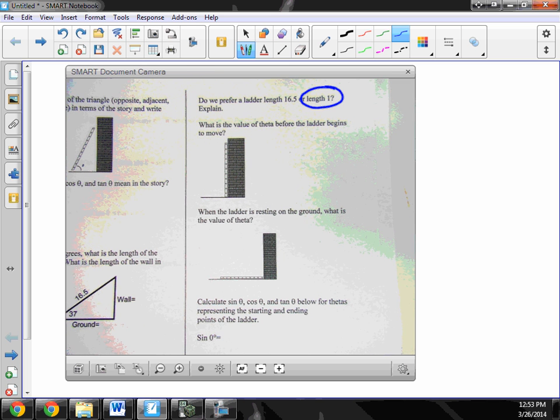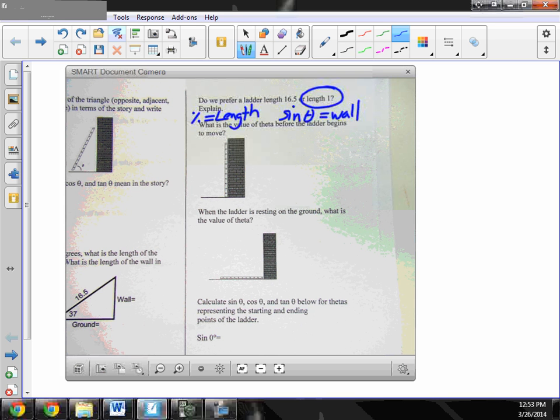We definitely like 1. There are two reasons. The percent equals the length. That's the first reason. And sine becomes easier. Sine is wall over ladder. But what if the ladder is length 1? Sine of theta equals the wall. And you're done. So you don't even have to draw the triangle. All you have to do is push sine, enter the angle, and that will tell you the height of the wall.